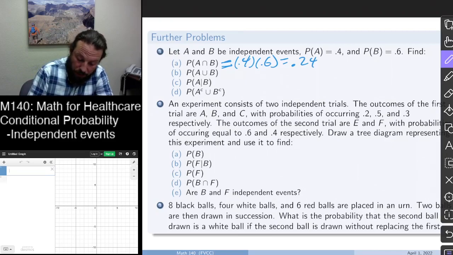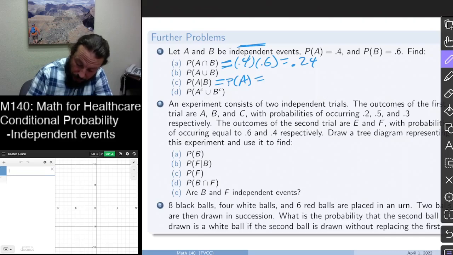How about the probability of A given B? Oh, they're independent, so that just equals the probability of A. Remember, we're using this independence quite a bit, and that's equal to 0.4.